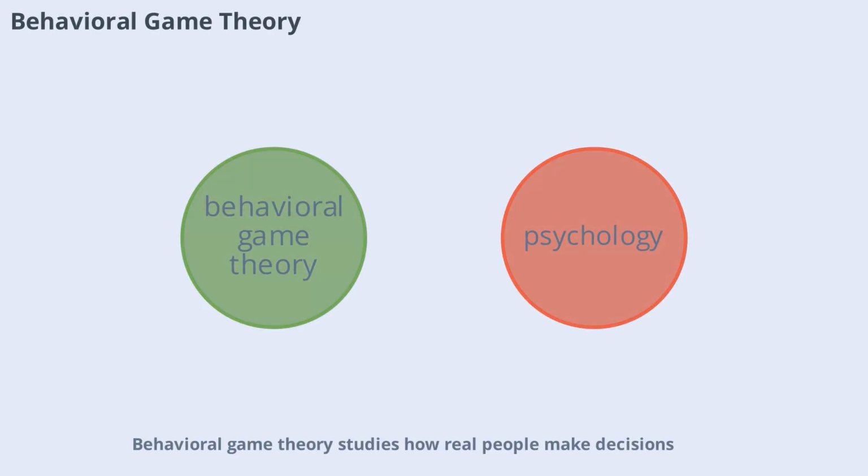Behavioral game theory studies how real people make decisions, which often differ from purely rational models. Factors like fairness, trust, and emotions can influence choices. By incorporating psychology, behavioral game theory provides a richer understanding of strategic interaction in the real world.